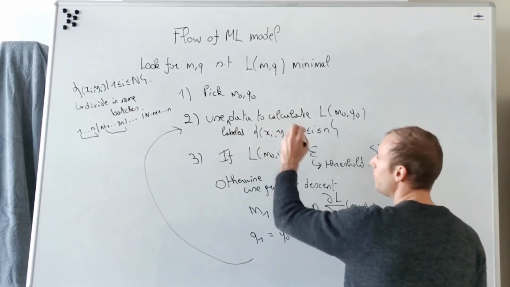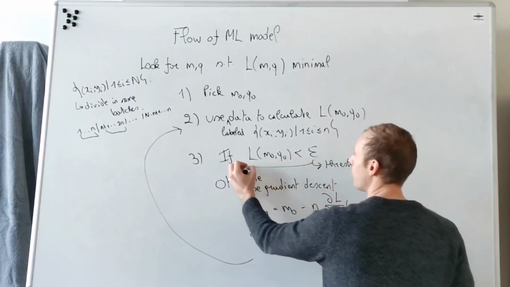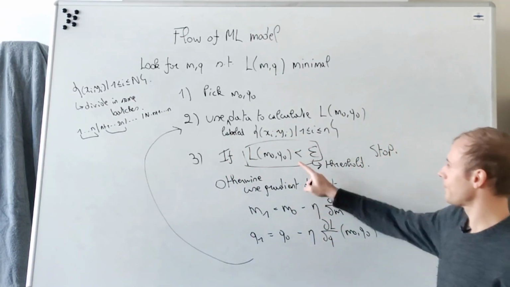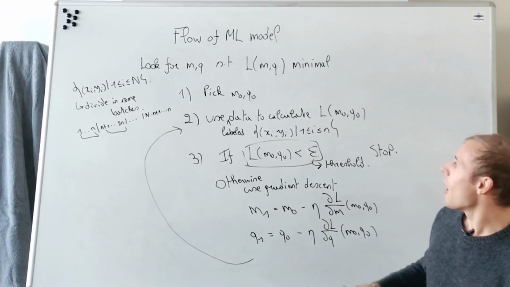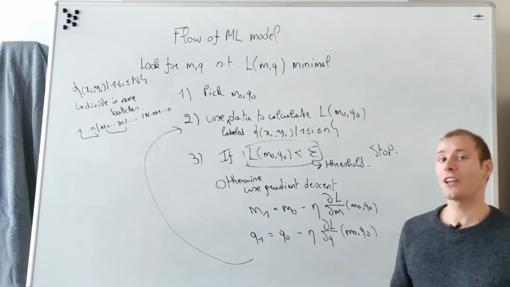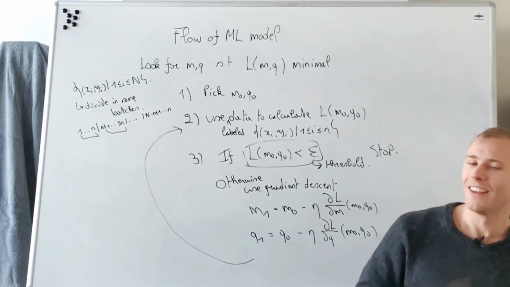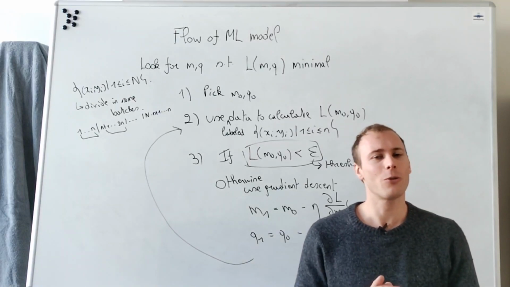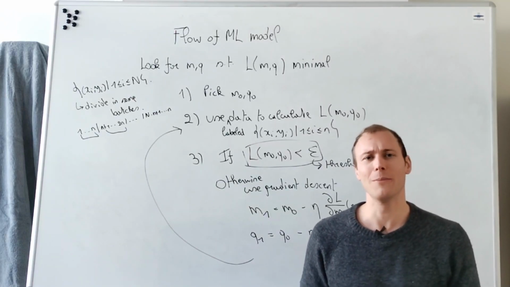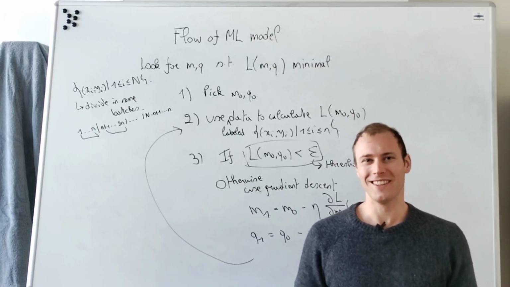And so you keep on repeating this process until hopefully we reach this threshold, and then we found our m and our q, so we actually found our function. In the next videos we're going to create our own machine learning model for an interesting example.